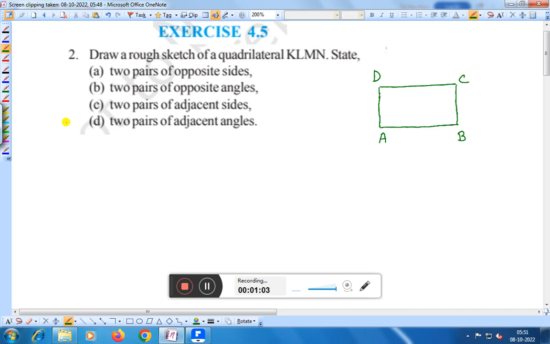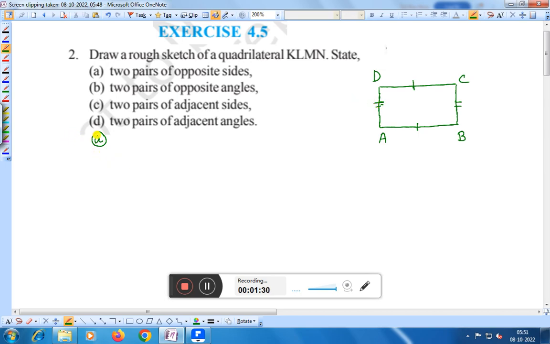Question number A is two pairs of opposite side. Right? Now you see, the opposite of AB is DC. Right? And the opposite of DA or AD is BC, right? These are the opposite, right? Therefore, you write the two pairs of opposite side.